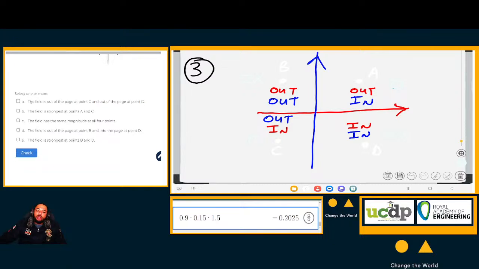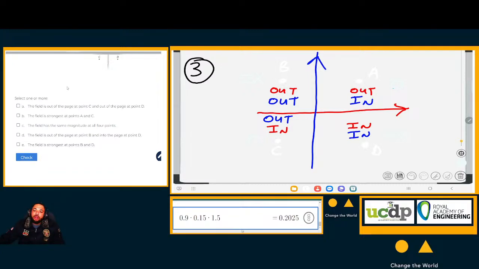The first statement is the field is out of the page at point C and out of the page at point D. So let's go to point C. At point C, the magnetic field is 0. And at D, it's into the page, not out of it. So this is wrong. Statement number 1 cannot be correct.